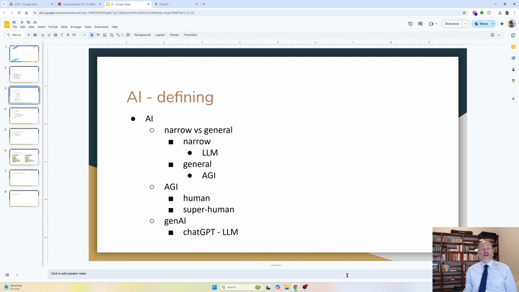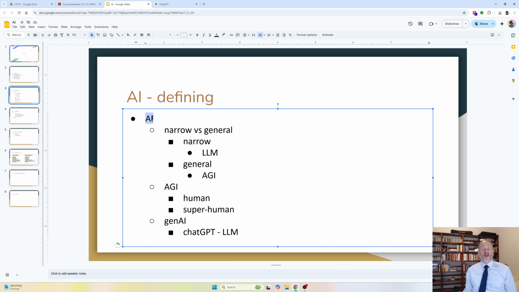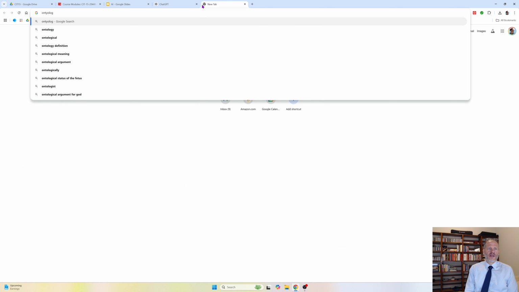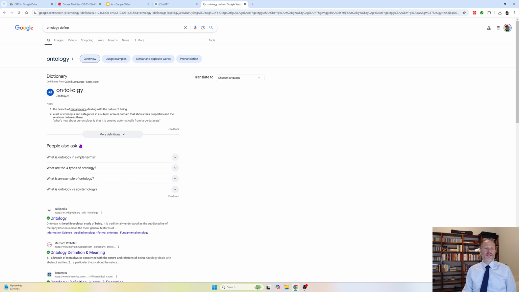All right, so when people talk about artificial intelligence, it is this overarching category, and this category has all these other concepts within it. When you think about the ontology of ideas, the word I'm saying there is ontology. Ontology has two definitions. It's the branch of metaphysics which deals with the nature of being, and it's one of my favorite words. I think we probably already talked about it at some point in the semester. But ontology is also a set of concepts and categories in a subject area or domain that shows their properties and the relations between them.